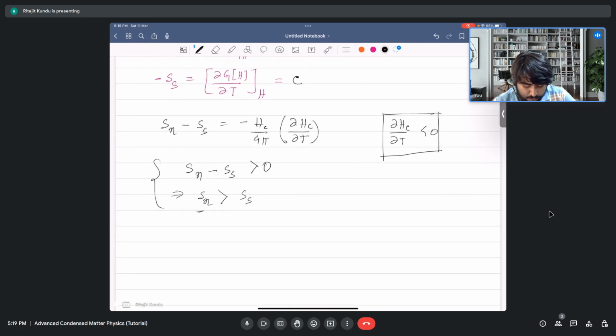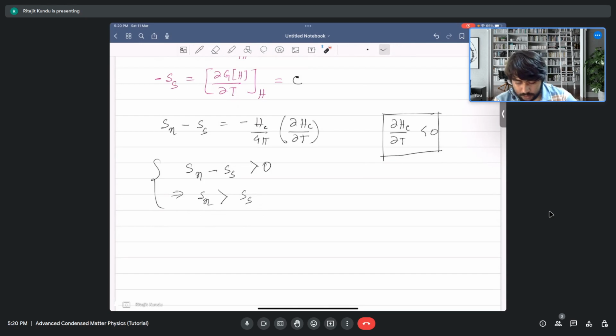One way to physically see this is that in a normal metal there is no order, but in the superconductor there are Cooper pairs. So in some sense there is less disorder in the superconducting phase. That's why we can physically motivate that this makes sense: in the normal phase the entropy is larger.